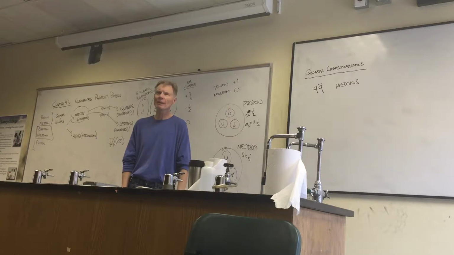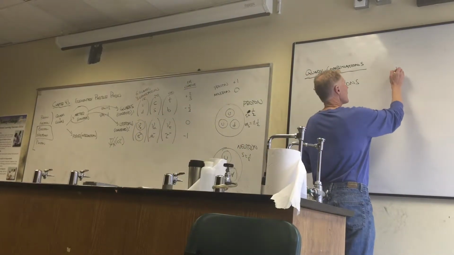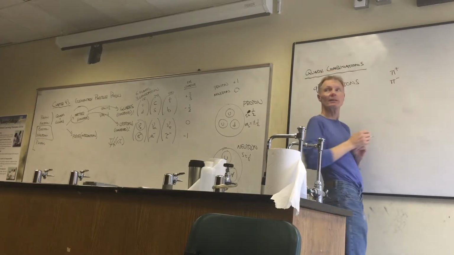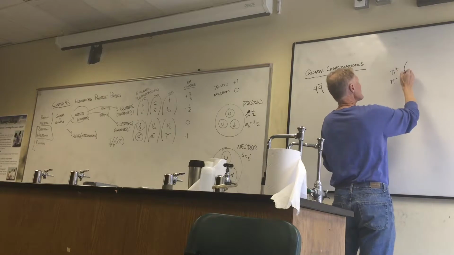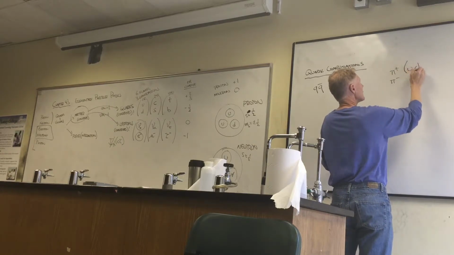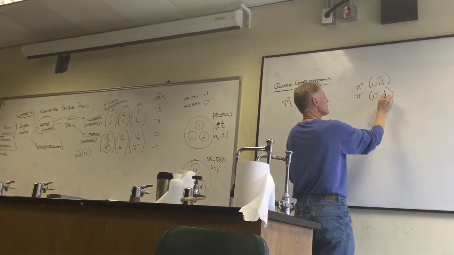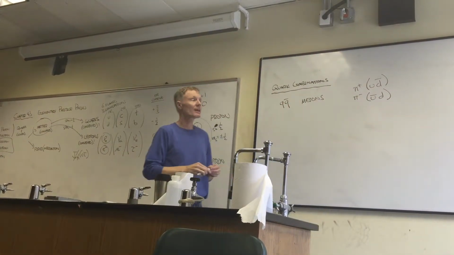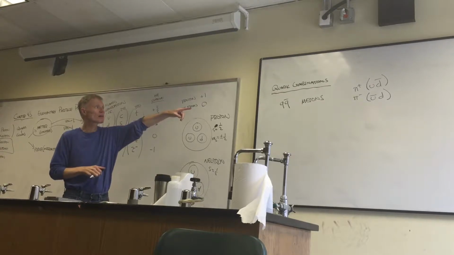Let's see, we've talked about a few of these, right? Do you guys remember the pi pluses and pi minuses in a couple problems? Pion decay. This is up anti-down. This is anti-up down, for example. So those are examples of mesons. Those are the lowest mass mesons.